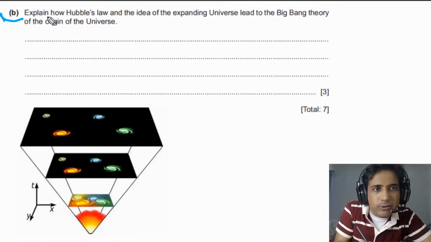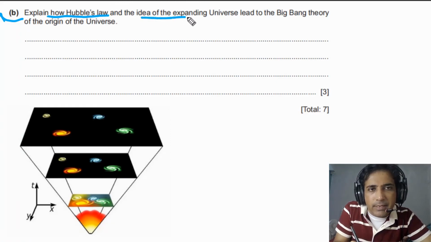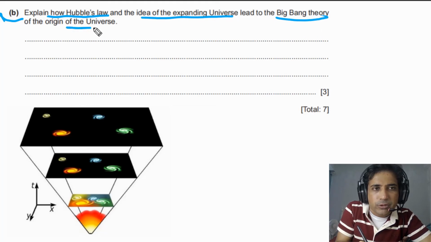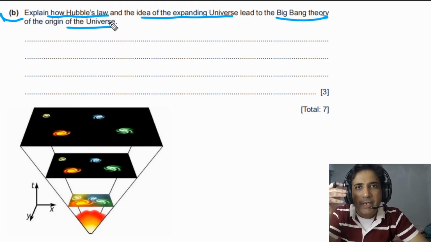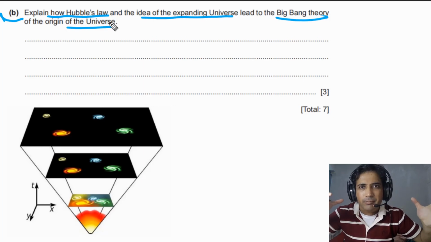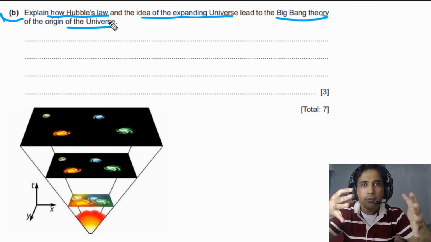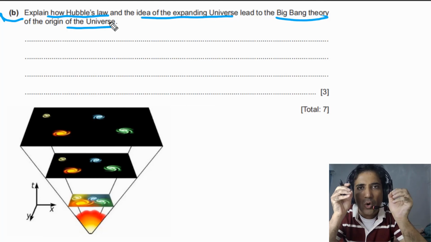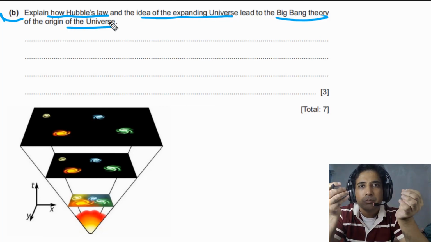For part B, we need to explain how Hubble's law and the idea of the expanding universe lead to the Big Bang theory of the origin of the universe. In Hubble's law, we have already discussed distant galaxies are moving away from us, and they're moving at higher speeds, and closer galaxies are moving away, but at slower speeds. But if we go back in the past, we can imagine a point where all matter must have been close together, and that is called Big Bang theory.